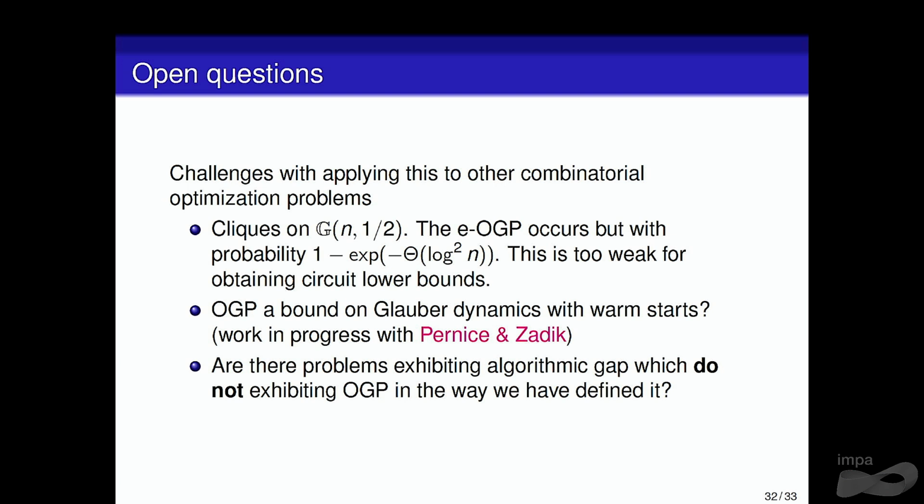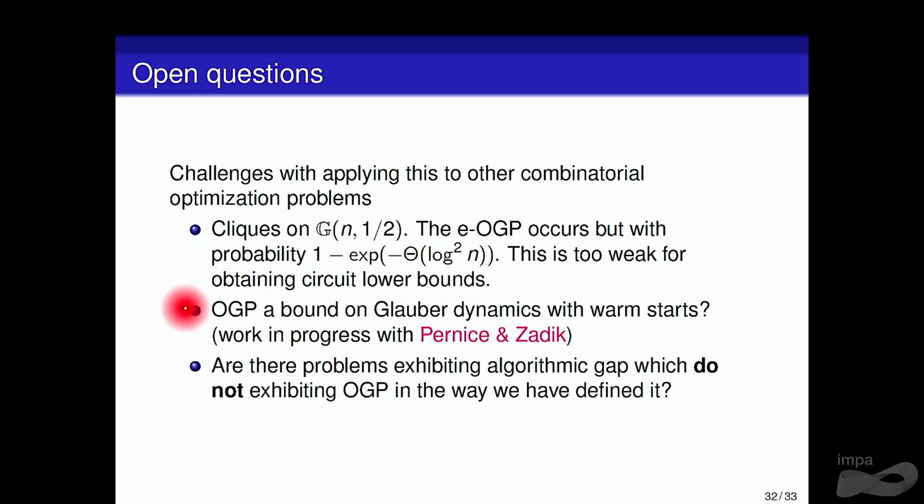Unfortunately, we could not prove a similar meaningful statement for independent sets in dense graphs for Boolean circuits. The bummer was that the probability of OGP not taking place was too weak. It's exponential in log squared n, because these are the likelihoods of the clique sizes, independent sets. It's no longer exponentially small. It's a different scale.